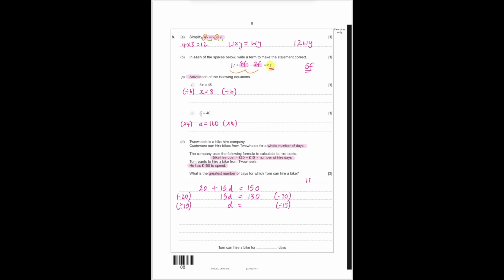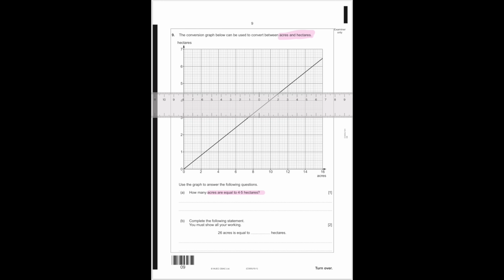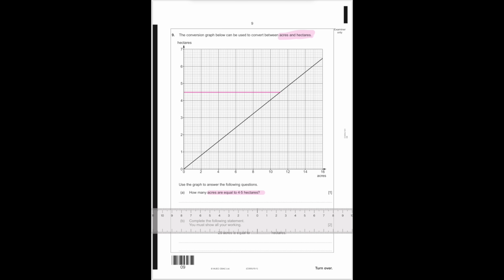So I'm going to take my ruler and line my ruler up to 4.5. Pay particular attention to the scale. I can see that each set of 10 small squares is equal to 1, so each individual square must be equal to 0.1. So 4.5 would be here. I'm going to draw a line from 4.5 to the conversion graph. So that's where 4.5 hectares falls.